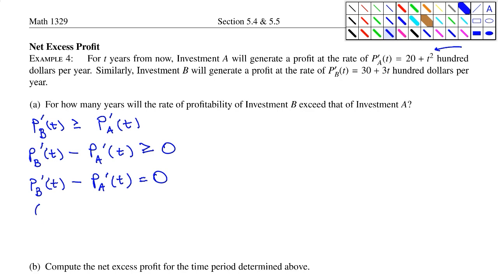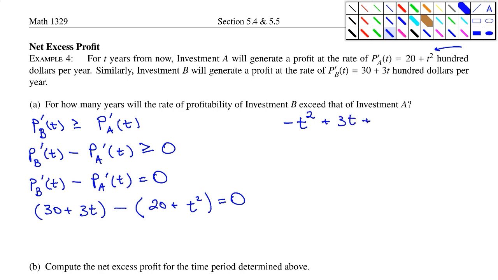So this is going to be 30 plus 3t minus the quantity 20 plus t squared equals 0. If I simplify this, I get negative t squared plus 3t plus 10 equals 0. I can multiply through by a negative.